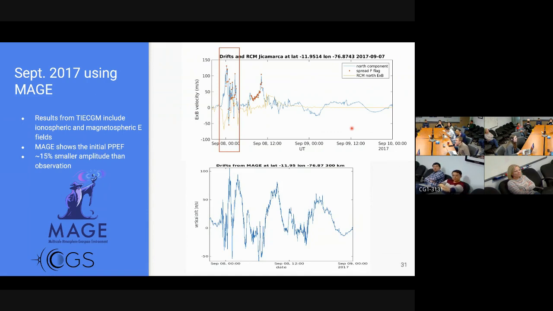Oh, well, that's the limitation of using SAM-3 RCM. SAM-3 RCM can only make prompt penetration electric fields, it can't make other types of electric fields. So in that case, I'm only looking at that specific contribution. Though of course, in a real event, you will create an ionospheric disturbance dynamo as well. So in the MAGE simulation, I guess you get both. Yes.